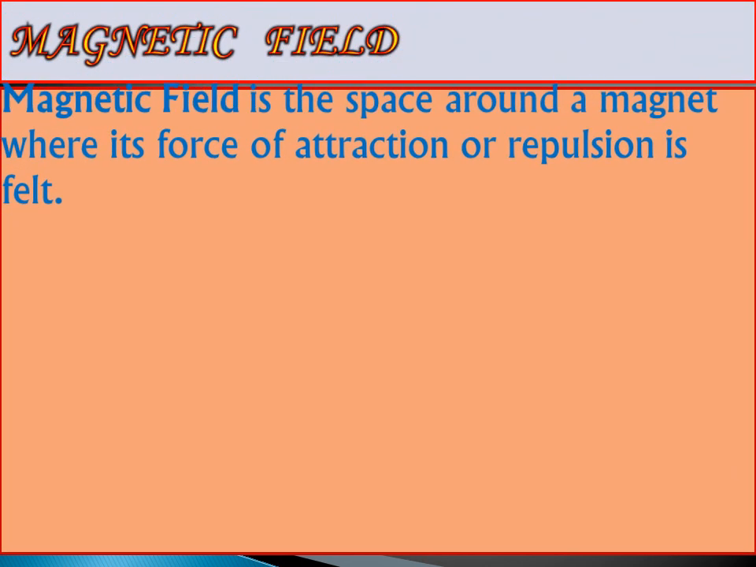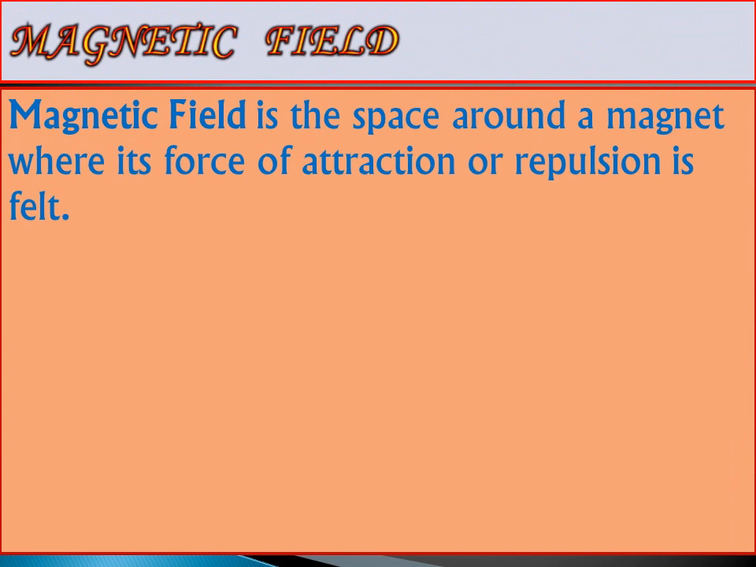Magnetic field is defined as the space around a magnet where its force of attraction or repulsion is felt. We can obtain the magnetic field produced by a bar magnet in two ways. The first method is by using iron filings.